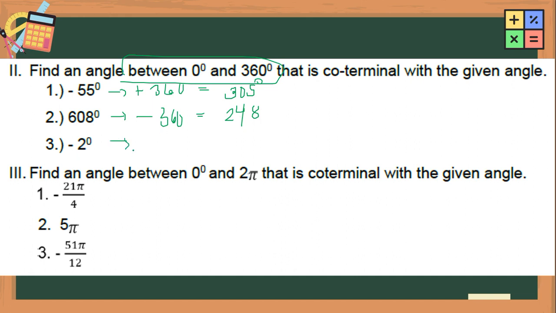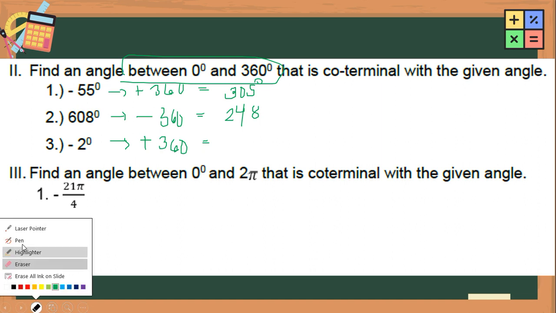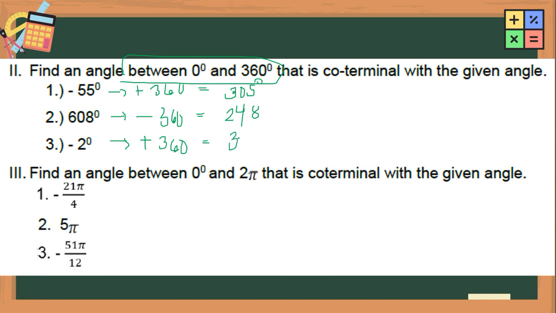Okay, next, how about negative 2? Add 360. You're going to get 358. Look at the pattern. When it's negative, plus. When it gives a positive, minus. When the given angle is negative, you add. Answer: 358.